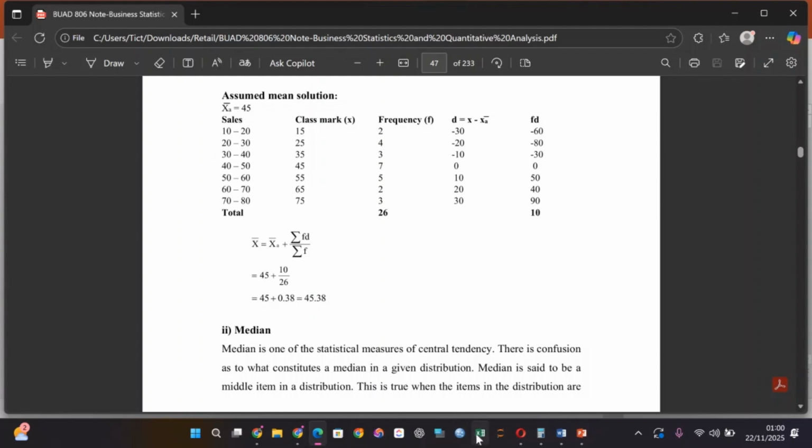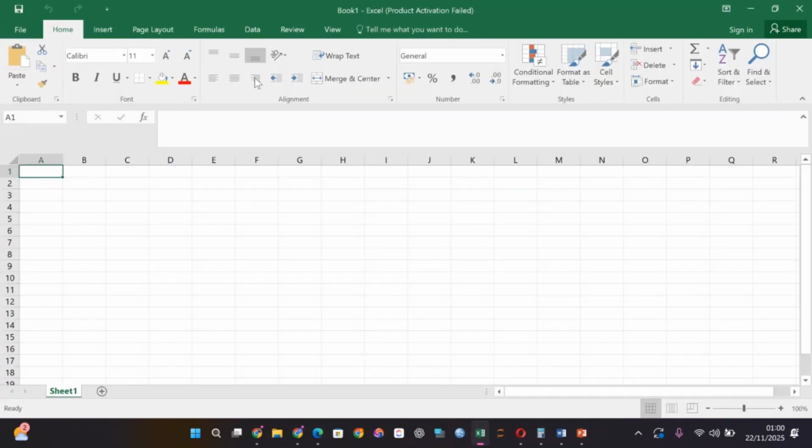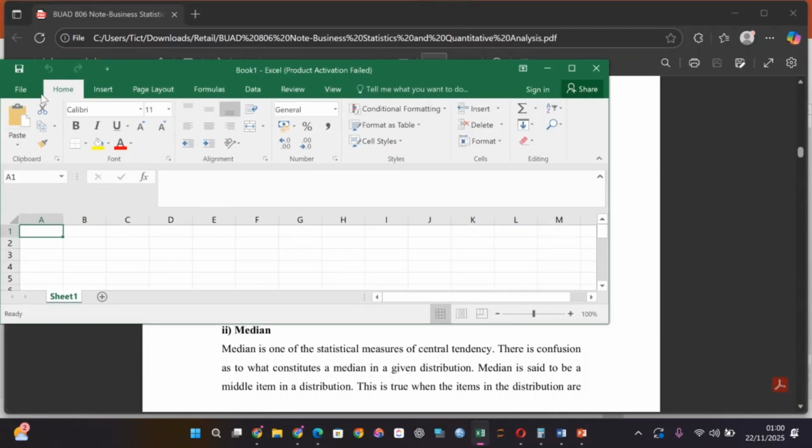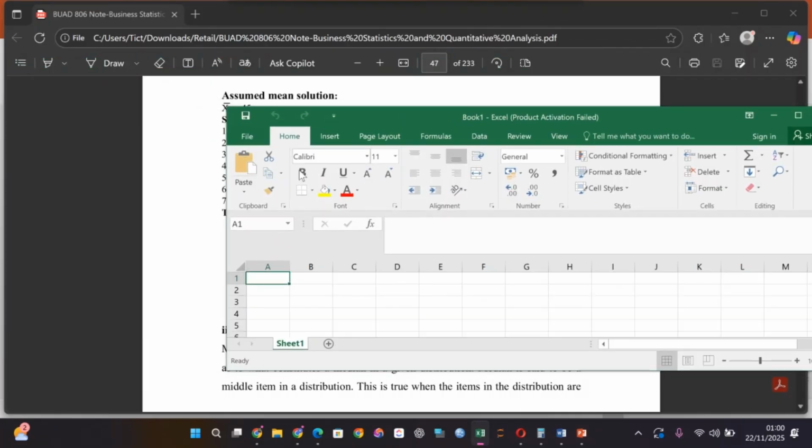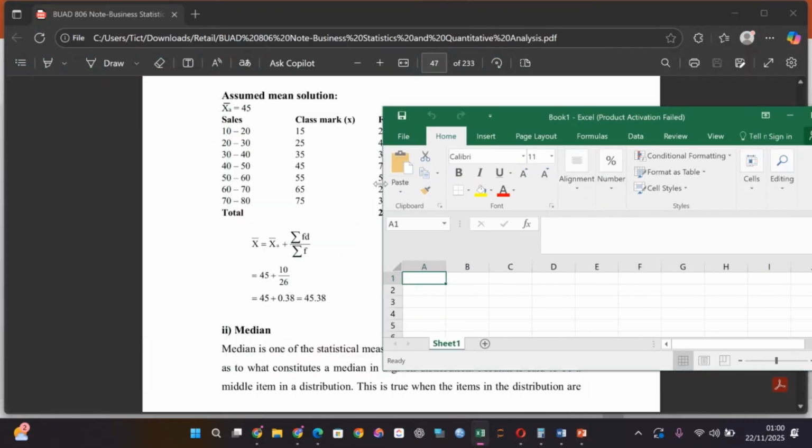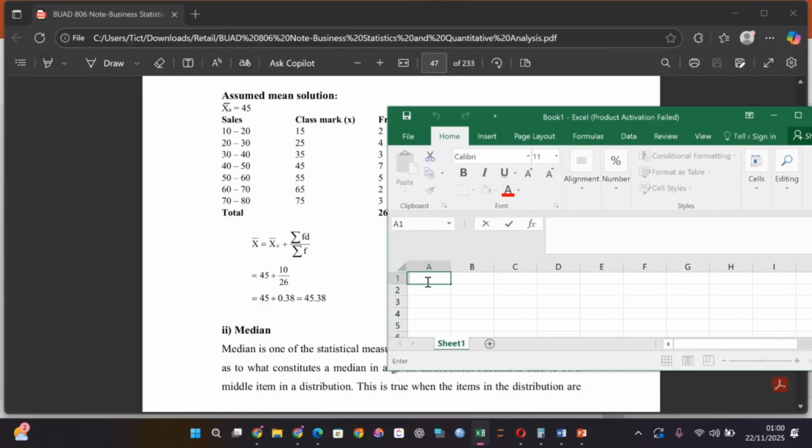I want to put it in Excel just to show you something. We have this 45, which is our mean, 45.38. And then we have our median as, so let's check down.